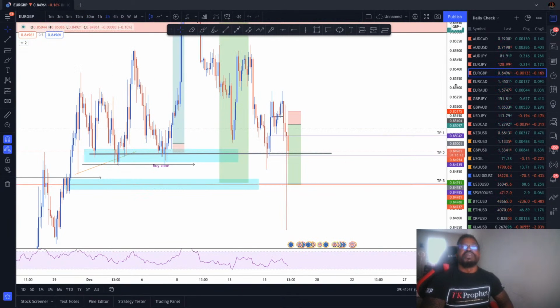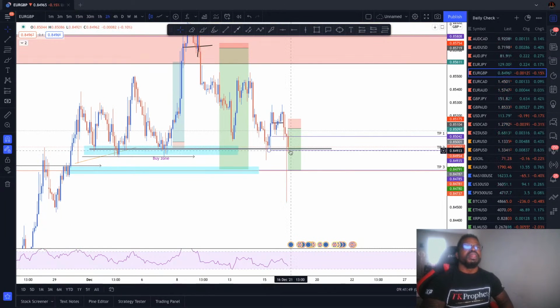On the higher time frame, we got this long wick shooting through that area that I was looking at for the sale.